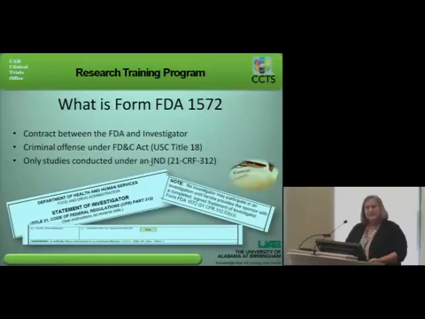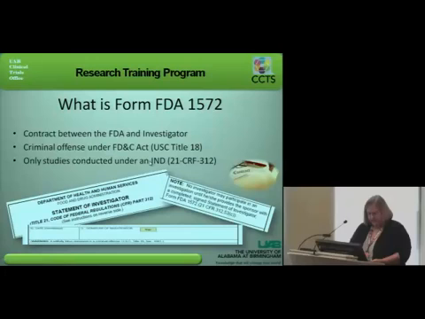Why does this form need to be completed by the investigator? The 1572 has two purposes. Number one, to provide the sponsor with information about the investigator's qualification and the clinical site that will enable the sponsor to establish and document that the investigator is qualified and that the site is an appropriate location at which to conduct the clinical investigation. And number two, to inform the investigator of his or her responsibilities and obligations and obtain the investigator's commitment to follow pertinent FDA regulations.